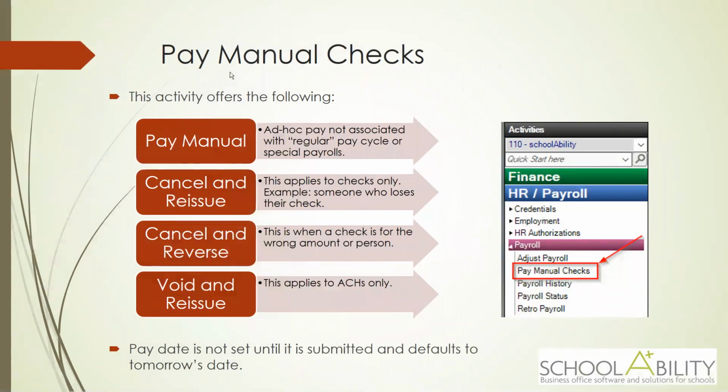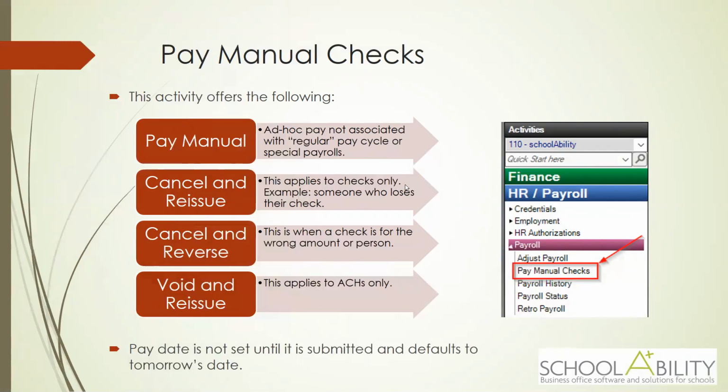The pay manual checks activity is within payroll and then pay manual checks. Within pay manual checks, like I said, there are different options that the user has. The first is pay manual, which is an ad hoc pay not associated with the regular pay cycle, which really means special payrolls. You can cancel and reissue.